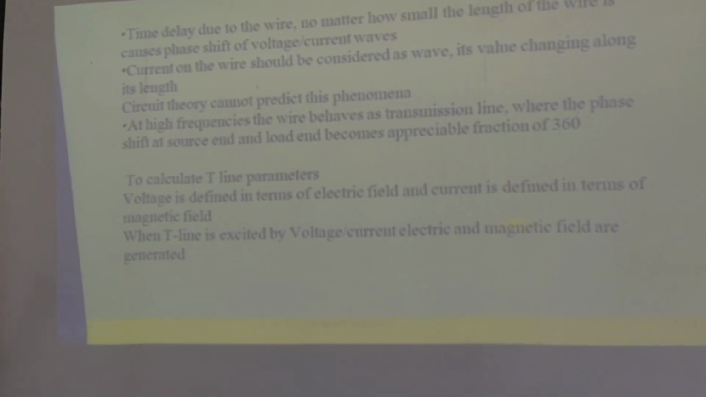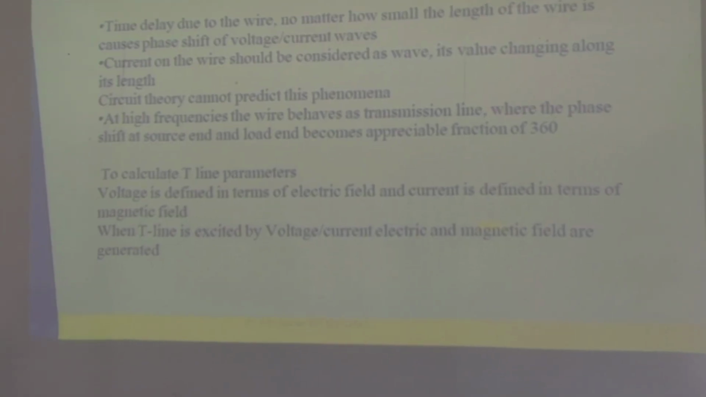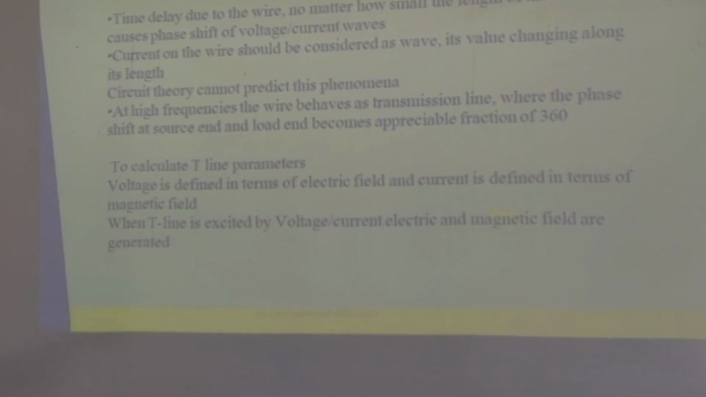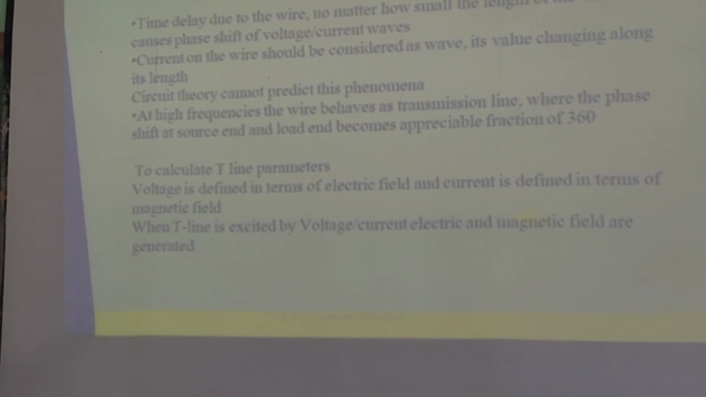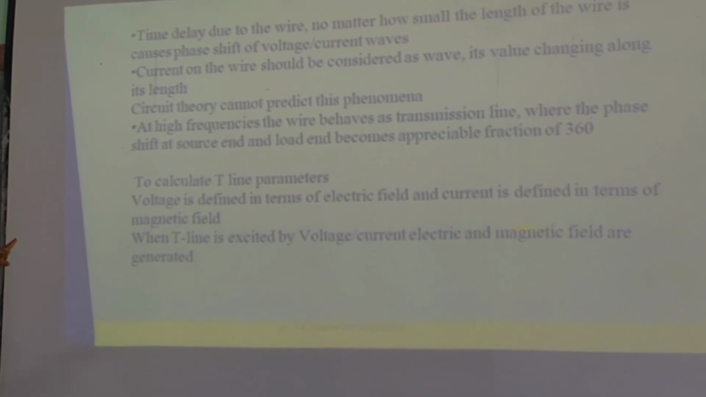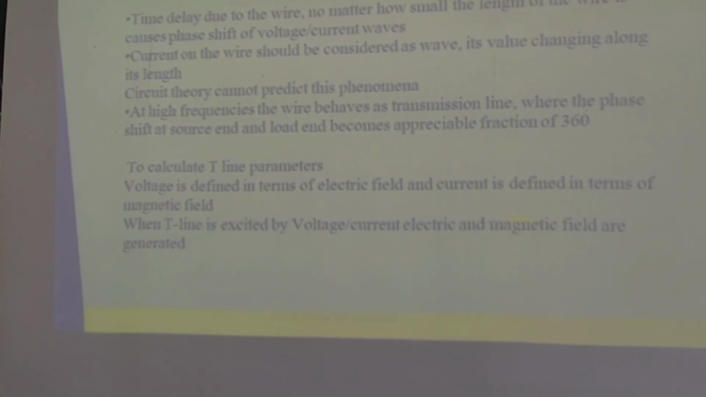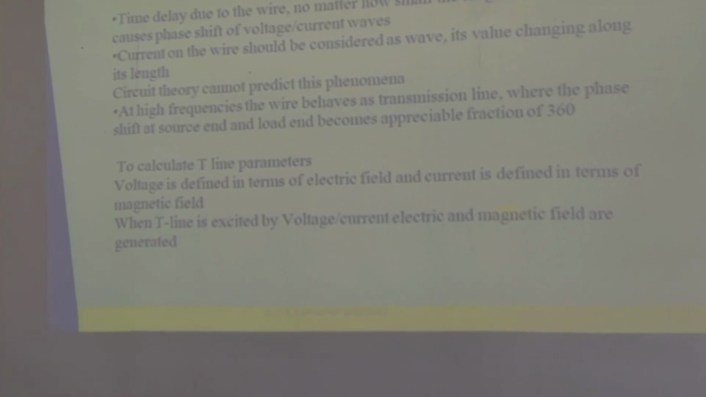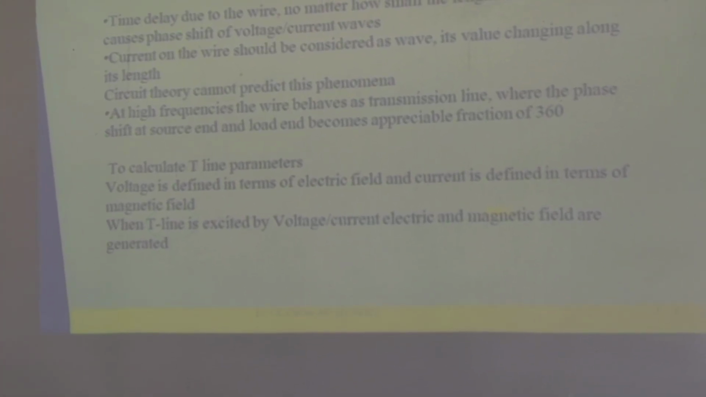So now all these parameters are summed up. So we are taking into account the time delay. Then we are also taking the phase. Phase also changes at the input and phase also changes at the output. And at low frequencies it behaves as an inductor. At high frequencies it behaves as a transmission line. So all these questions were answered by electromagnetic field theory, and circuit theory failed to answer these questions.